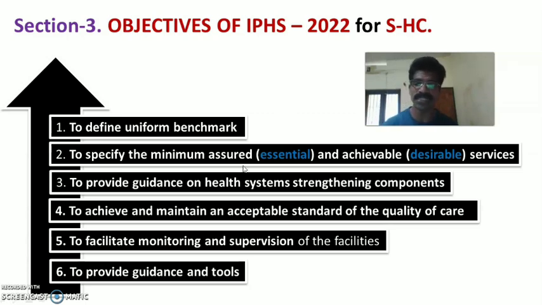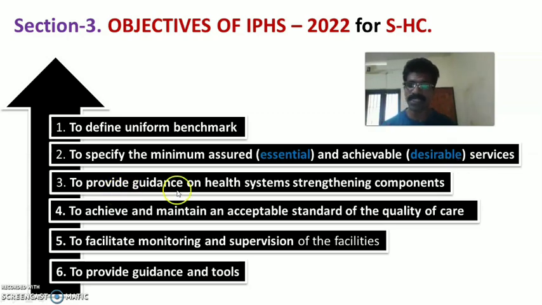Second is to specify the minimum assured services. The services in the health centers are classified into essential services, that is basic services, and desirable services. Desirable services means they can be given as well, but there should be at minimum these essential services. So in these IPHS standards it is clearly mentioned what the minimum assured or essential services are that must be given by that health center, or what the achievable or desirable services are that can also be given by the particular health center.